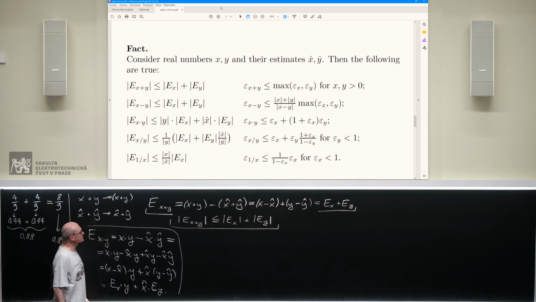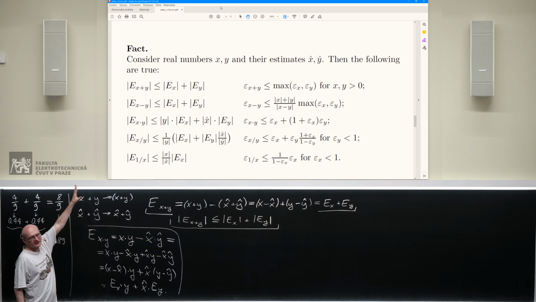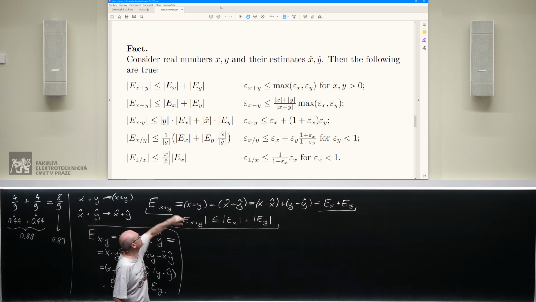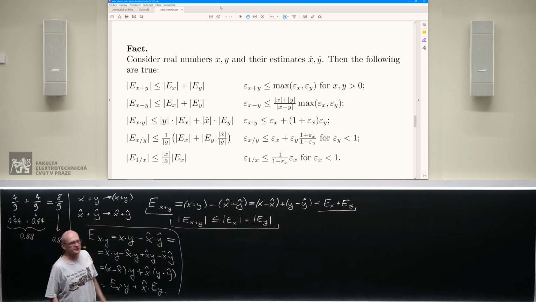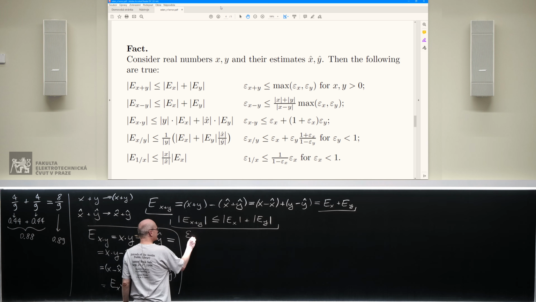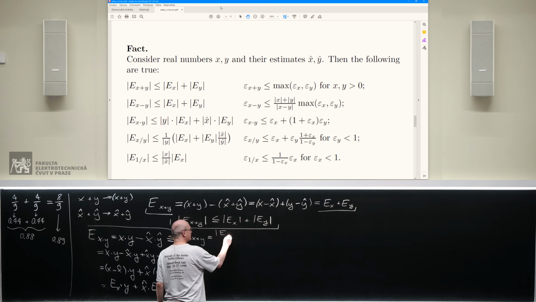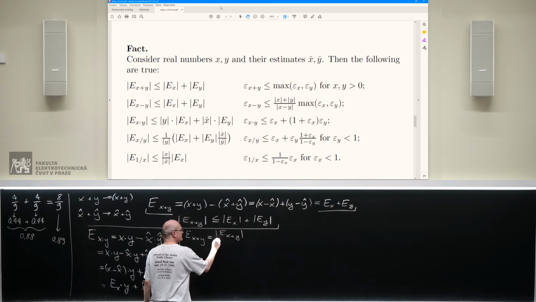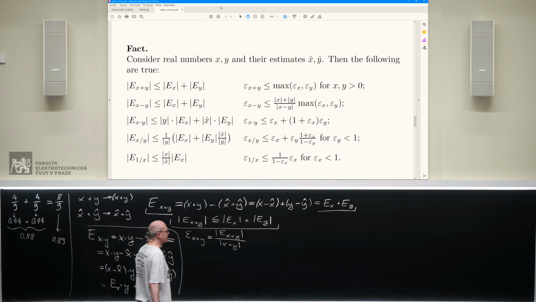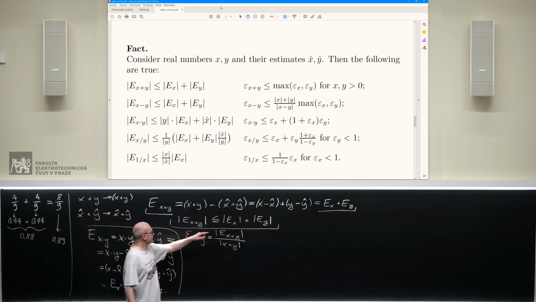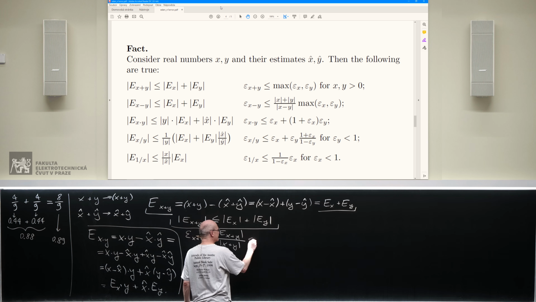Let's focus on the addition. Because absolute error is useful, we couldn't do without knowing it, but for interpretation we want to know relative error. So let's have a look at the first line on the right, relative error. Okay, relative error of x plus y, by definition, is the absolute value of the absolute error of x plus y, divided by the actual value, x plus y. Okay, now let's see. For the numerator, we have a nice upper estimate.